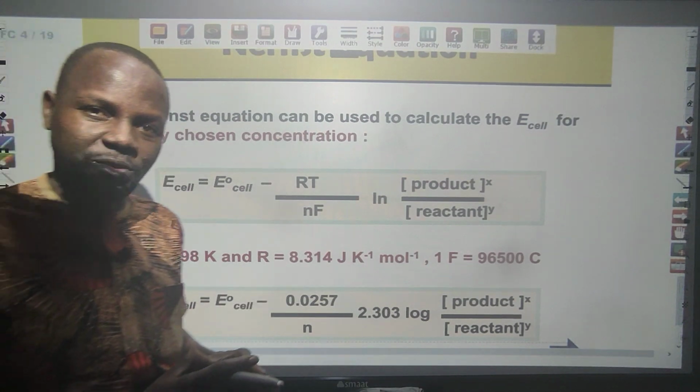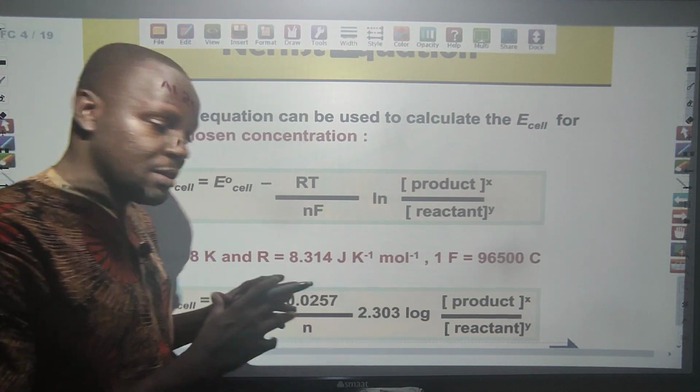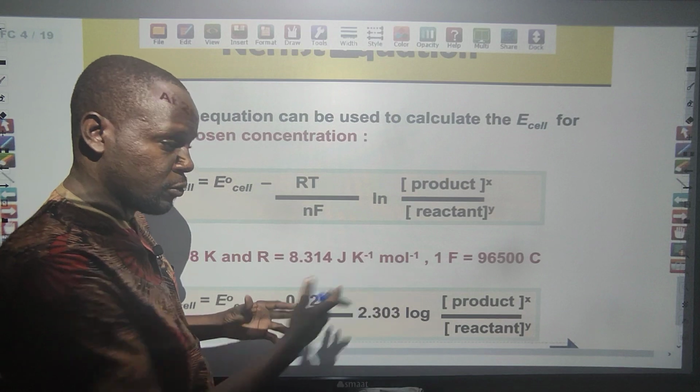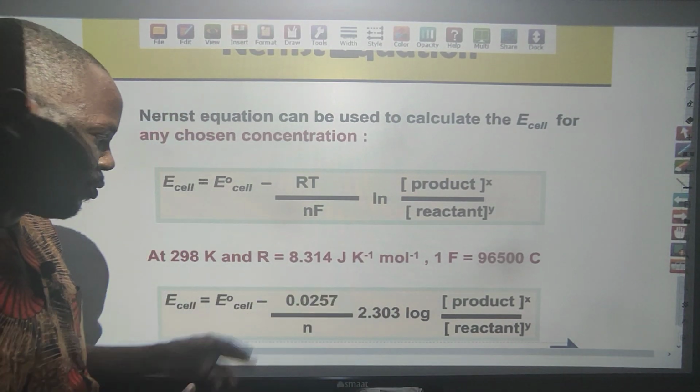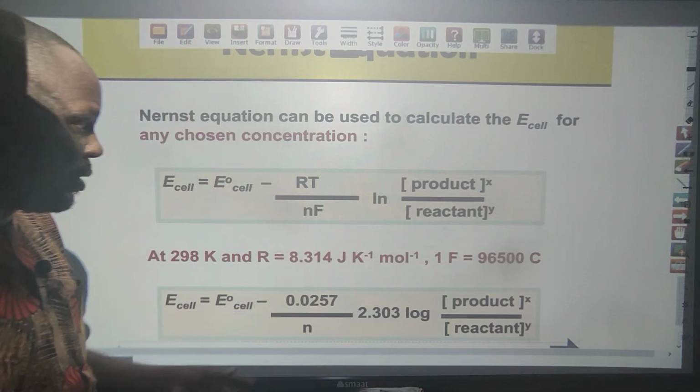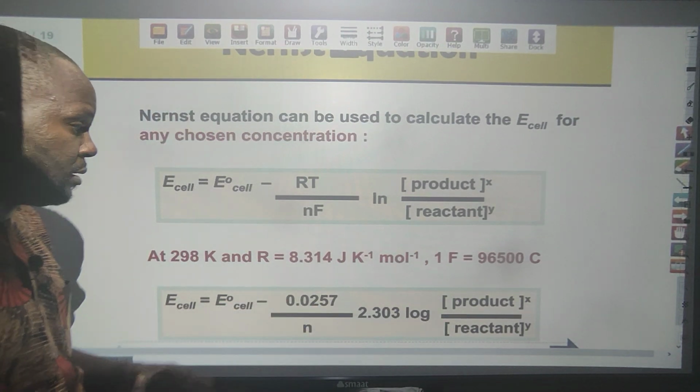Don't worry about your mathematical ability if you are not so good. The final formula is just what you need. I'm just showing you how we come about that. Log of product over reactant. So going by this, multiplying this by this, we now have, on the next page, the final formula.